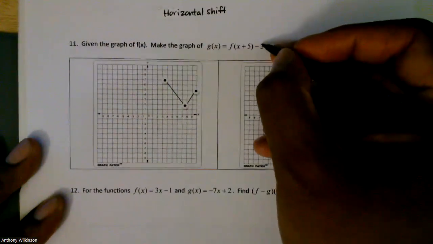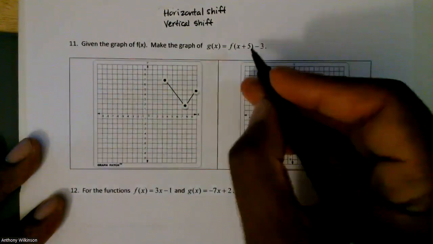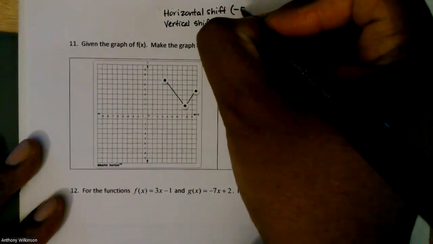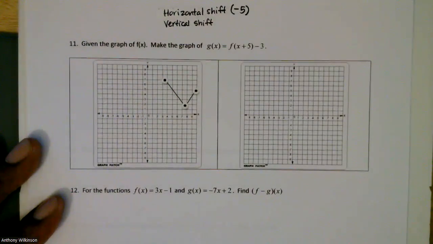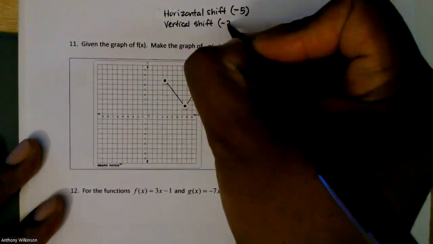And then that minus 3 tells me I have a vertical shift. And of course, the horizontal shift, it says a plus 5. Anything horizontal means you have to do the opposite. Since it says plus 5, the opposite of adding 5 would have to be to subtract 5. And then for the vertical shift, we do exactly what it says. Subtract 3.